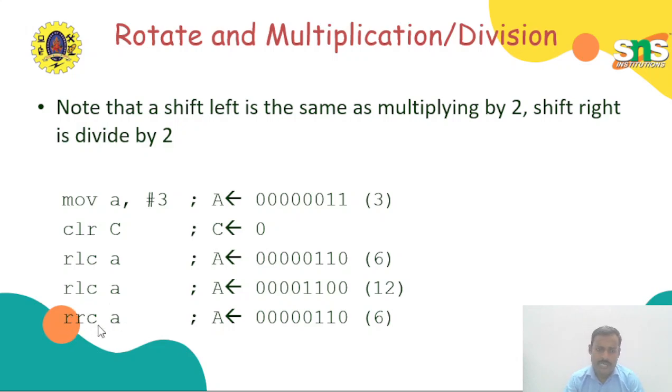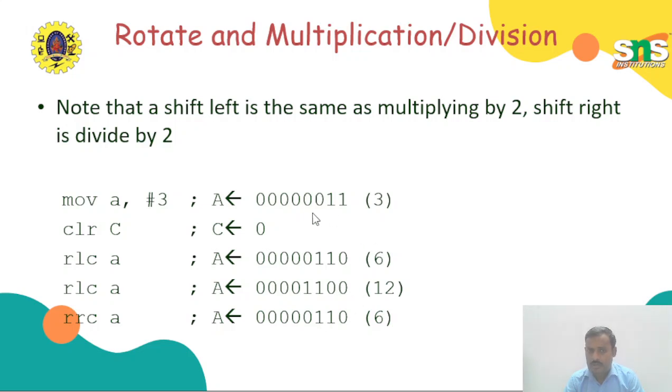So look at this, RRC A. Actual data is 0, 0, 0, 0, 1, 1, 0, 0. So we have a 12 here. We are performing a right shift. This data will go to the carry flag. The carry flag data will be inserted here. Actually here we have 4 zeros followed by 1, 1, 0, 0. So this carry flag data 0 followed by these 4 zeros followed by 1, 1, 0.